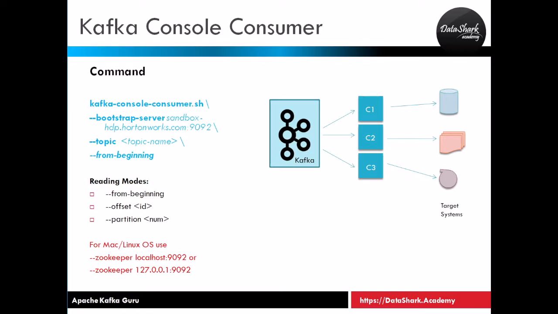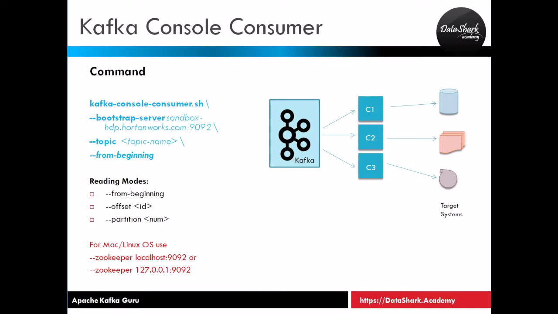In the previous lesson, you started a Kafka console producer and published some messages from the producer to the Kafka topic. All right. Now in this lecture, we will start a console consumer and we'll start reading those messages from the topic where you were publishing.